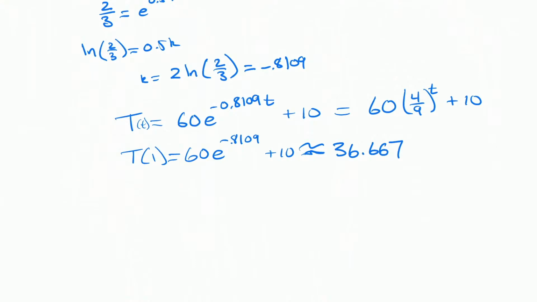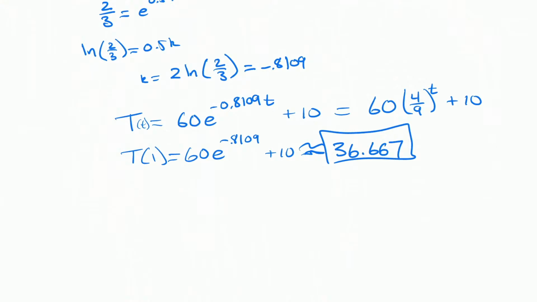E to the negative, let me double check. E to the negative 0.8109 should be about 4/9. Whoops. Sorry. E to the negative 0.8109. Yeah, 4/9. So whatever. But anyway, yeah, there it is. So that's going to be after 1 minute.